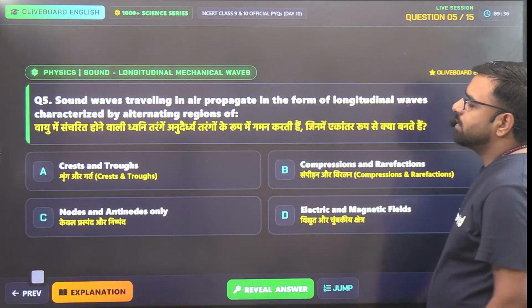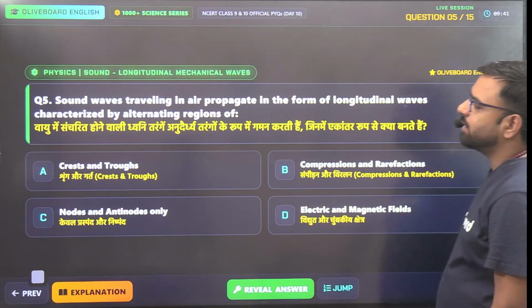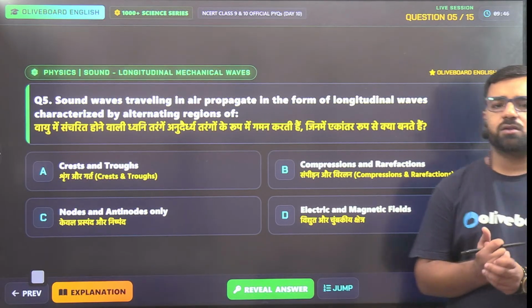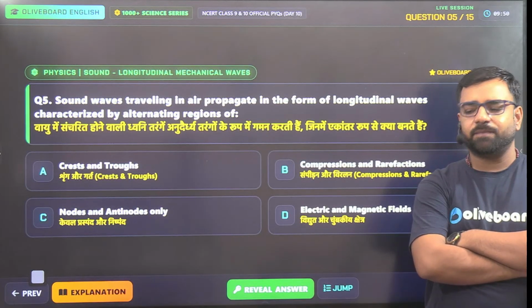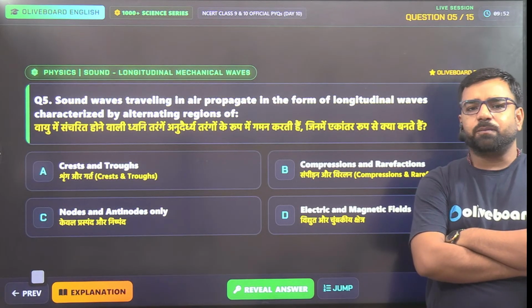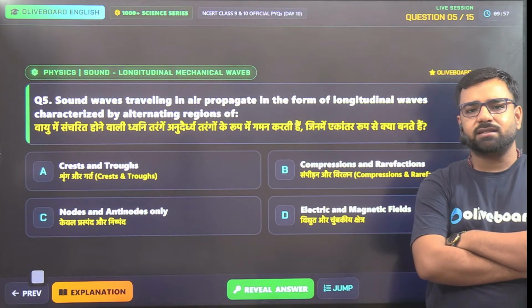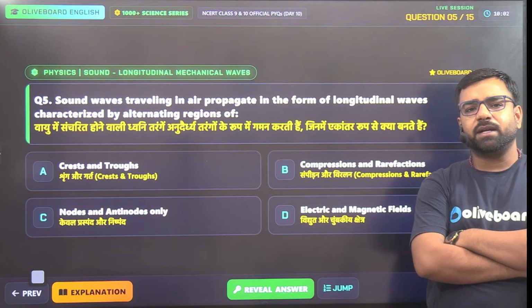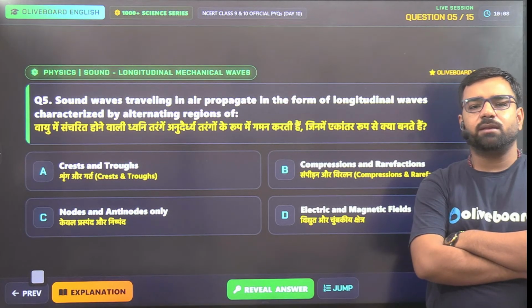Next, sound waves traveling in air propagate in the form of longitudinal waves characterized by alternating regions of dash. Sound wave. So yes, if I talk about sound wave, that's a mechanical wave because it needs medium. So sound cannot travel in vacuum. Speed of sound is maximum in the solids, lesser in liquids, and least in the gases. Apart from this, the direction in which wave is propagating, particles also move parallel to it. So that's why we can say that sound is a longitudinal mechanical wave.